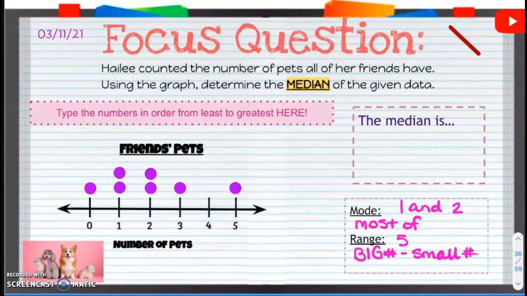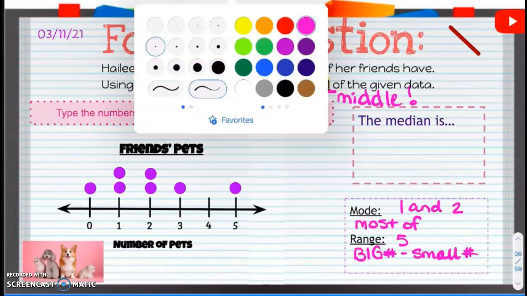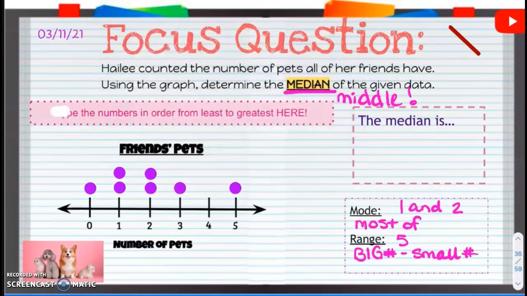Now the median, remember, is the middle. And we must put them in order. So let's go ahead and put them in order.